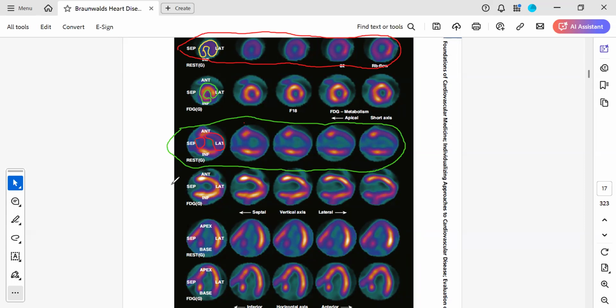Now, if you look at the FDG afterward, which is the fourth row, it shows that even those areas had good uptake of the FDG, right? So that tells us that they are still viable, but it has given you the anatomical location that it is the LAD axis.